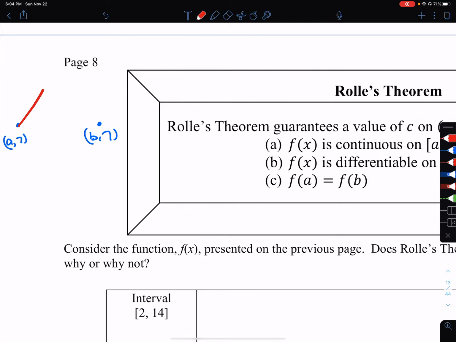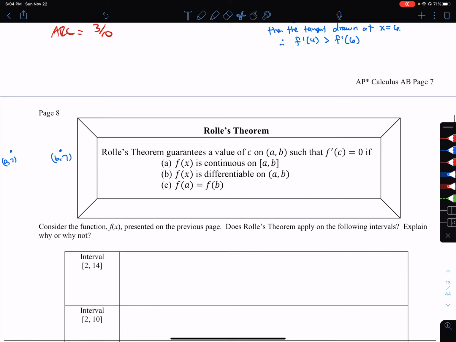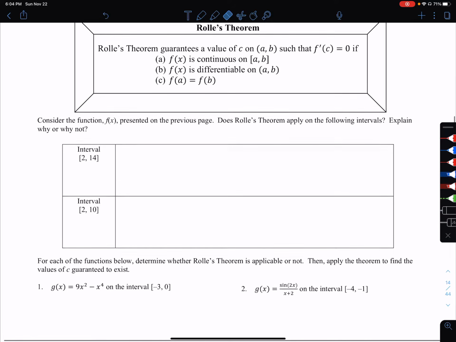Let's say you think, okay, what if I do this? So not equal to 0, not equal to 0. That's true, but it's not differentiable at all places, so that cannot apply. It is impossible to draw any type of curve that is continuous, differentiable, and the endpoints have the same height, and there not to be at least one place where f prime is equal to 0. That's what Rolle's theorem is telling us.